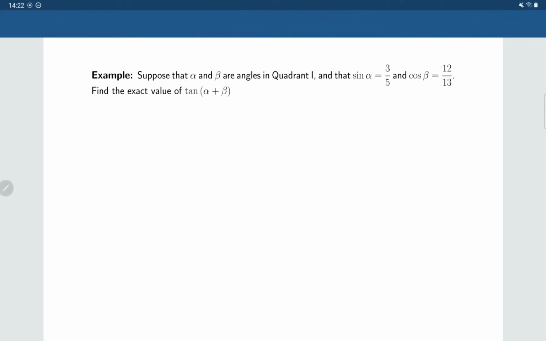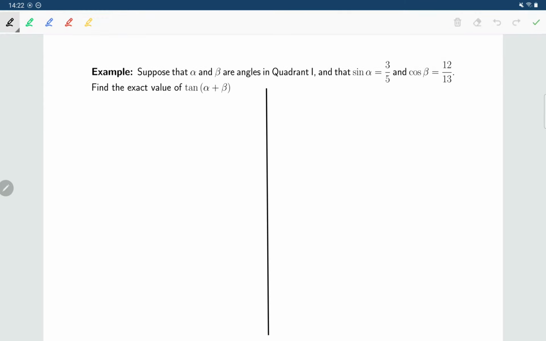So firstly, let's start by using sine of alpha to find tangent of alpha. So the first part that we know is that these angles are in quadrant 1. And you know that sine of alpha is 3/5. And remember, sine is y over r. So we can take the y value as being 3 and r as being 5.